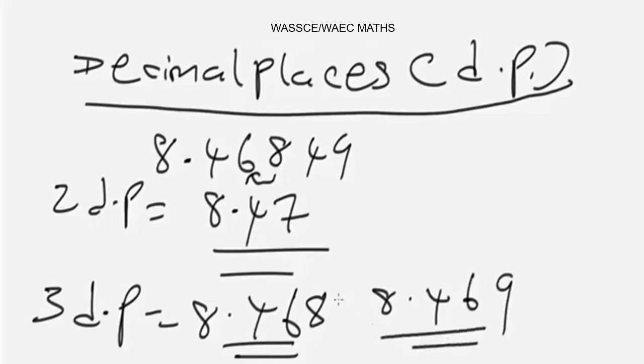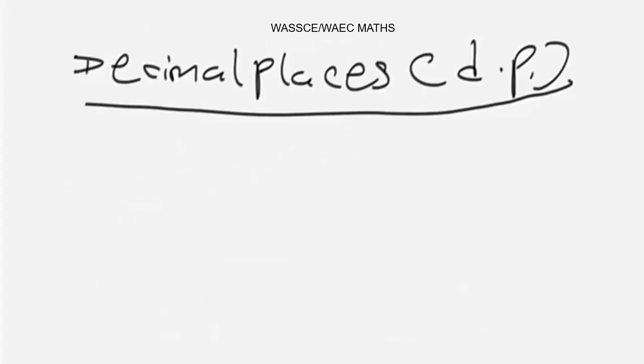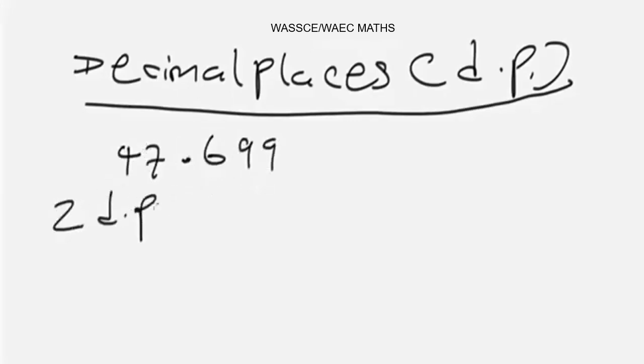This is the concept. Now let's wipe this and look at another way you can fill the question. Okay, now let's say we are given this value, 47.699. We also round this value to 2 decimal places. Now remember, I said that decimal values start immediately after the decimal point. Very, very important, guys. Take note of this.